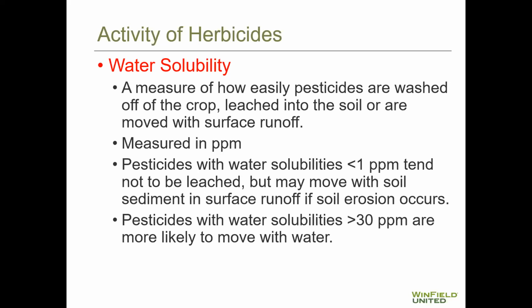Okay, it's a measure of how easily the pesticide is washed off the crop, leached in the soil, or the movement of that herbicide in the plant, or sorry, in the soil. Okay, it's measured in parts per million. Pesticides with a water solubility of less than 1 part per million tend not to leach, but may move with the soil sediment or surface runoff. Whereas if we have a water solubility greater than 30 parts per million, it's more likely to move.